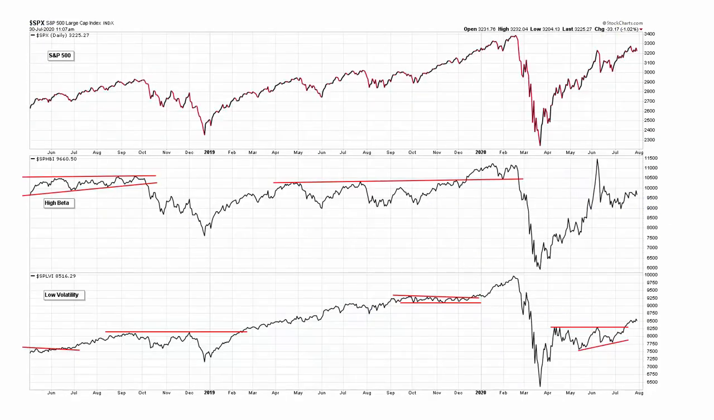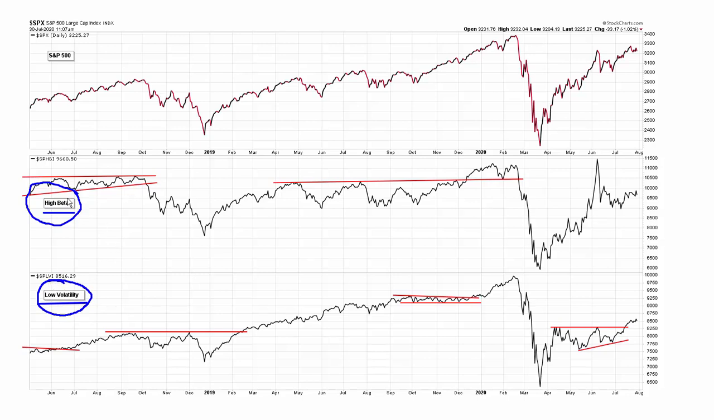Next up, S&P 500 versus high beta stocks and low volatility stocks. The S&P is like 500, maybe 505 stocks, because some of them like Google have split and they're both in there. High beta stocks are the 100 highest beta stocks in the S&P, and the low volatility is the 100 lowest volatility stocks in the index.